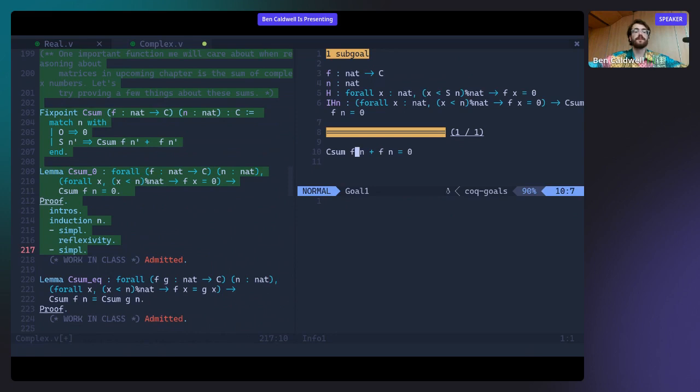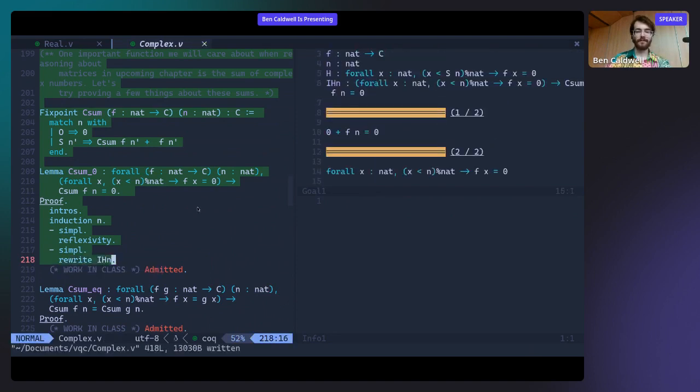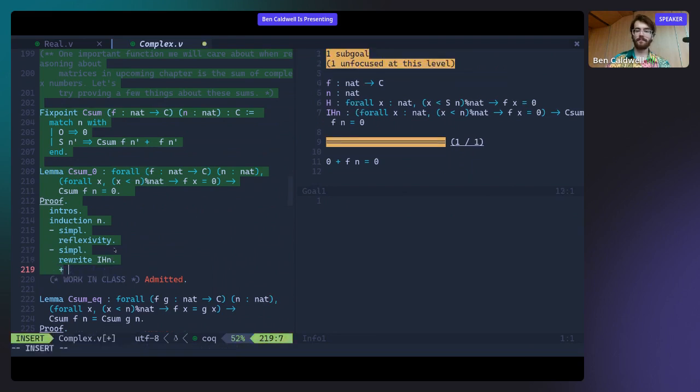Use your induction hypothesis. All right, so let's rewrite by the induction hypothesis. We now have two goals we need to satisfy. First, we need to satisfy that 0 plus fn is 0.